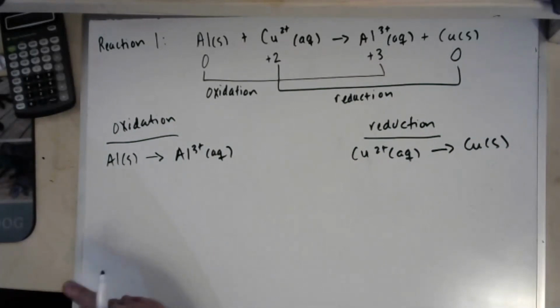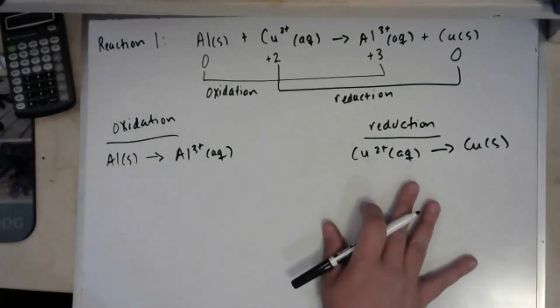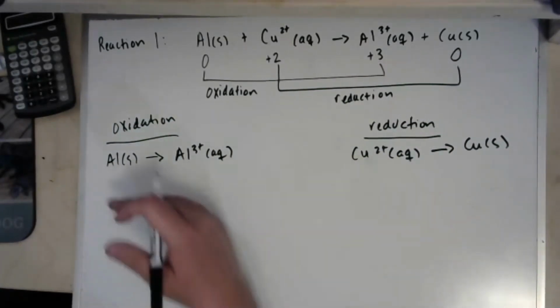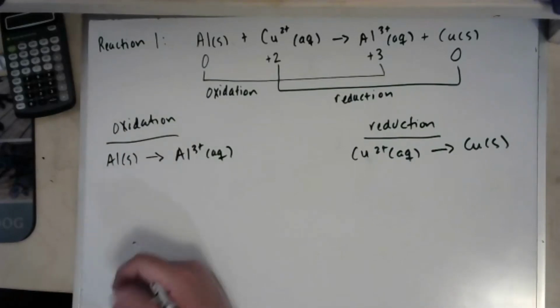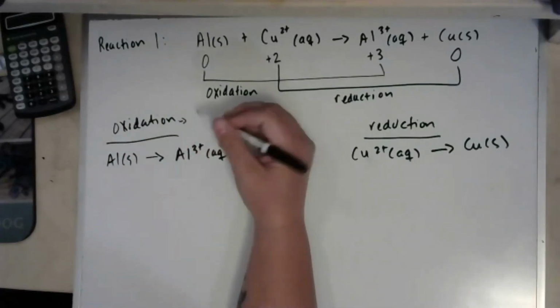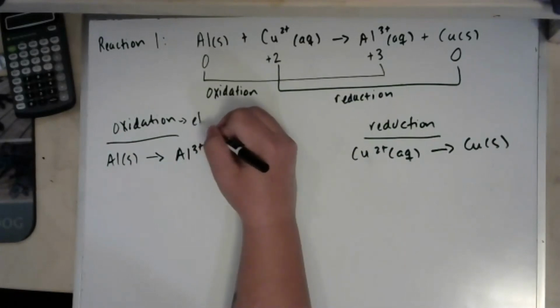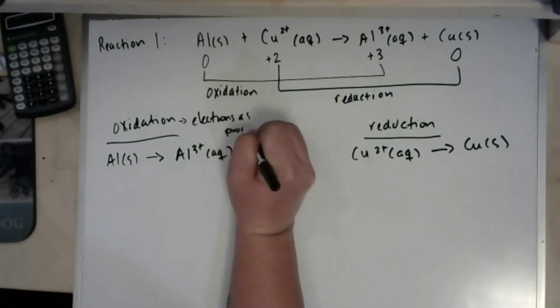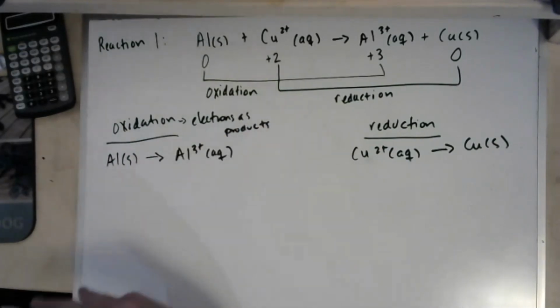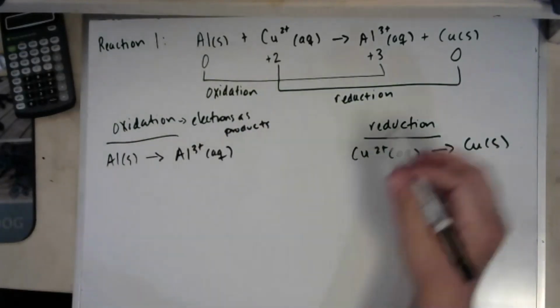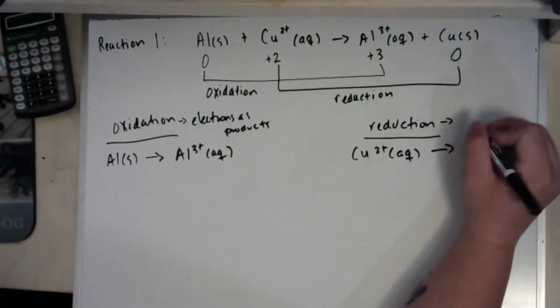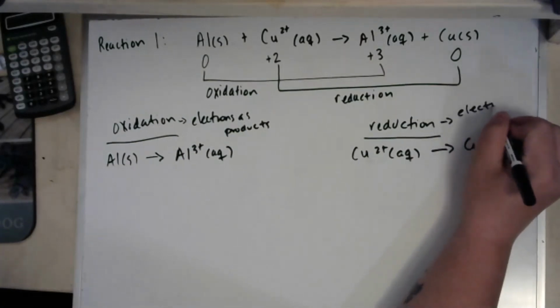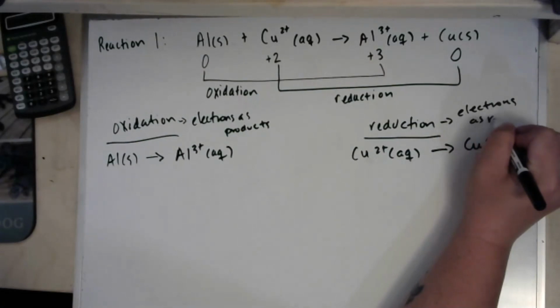What you're going to notice when you split these up into their two half reactions is that when you go through the process of balancing these half reactions, your oxidation half reactions are always going to have electrons as products, because losing electrons means oxidation. And your reduction half reactions are always going to have electrons as reactants.